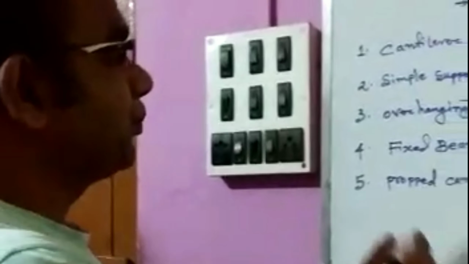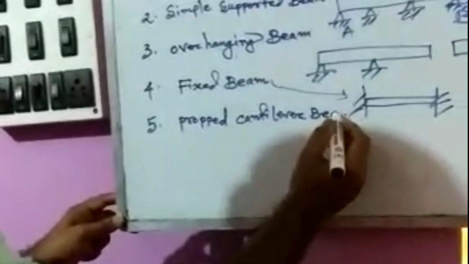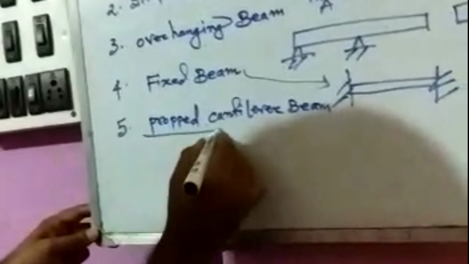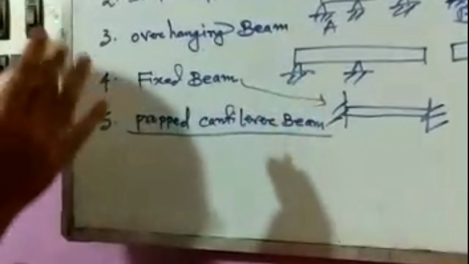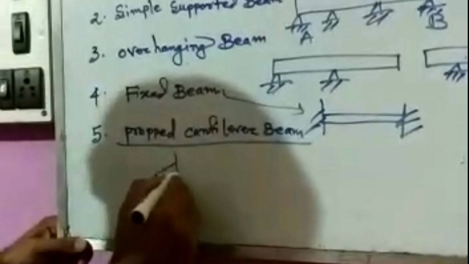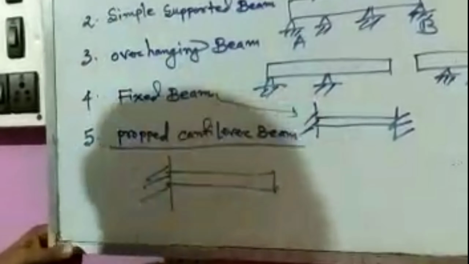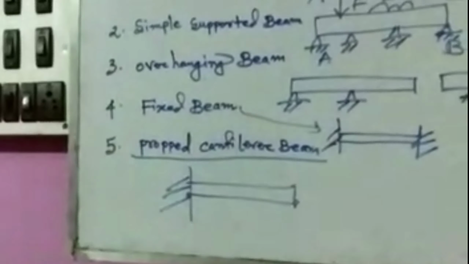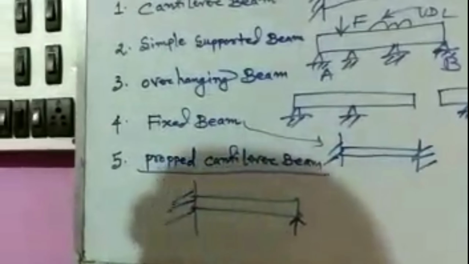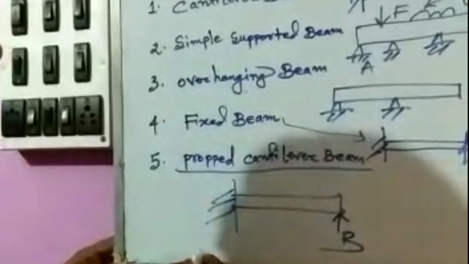Another thing, this is the propped cantilever beam. It is an important thing. I have already discussed the cantilever beam. In this cantilever beam, if I give a support at point B and at point A it is fixed, then this is called a propped cantilever beam.